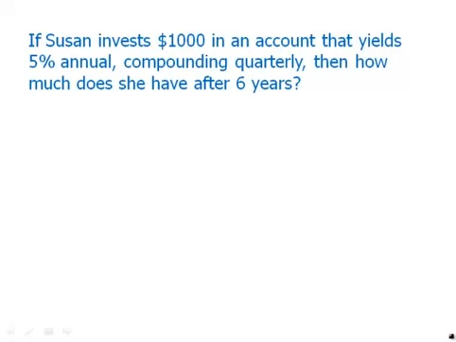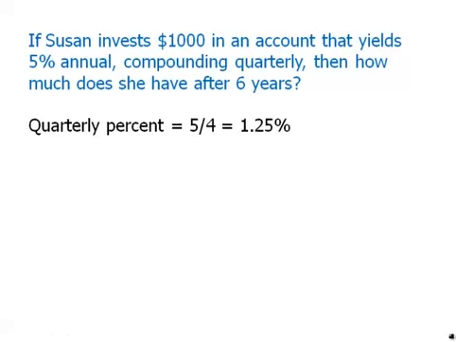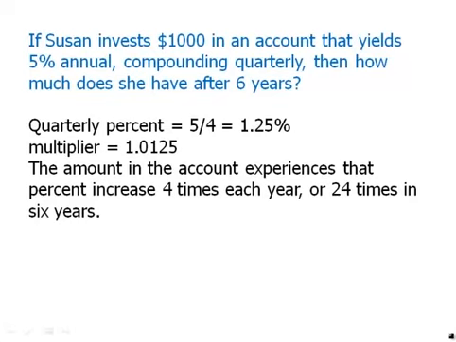So the first thing I'll say is that 5% annual has to get divided by 4. So the quarterly percentage is 1.25%. The multiplier for that is 1.0125. So that's our multiplier. The amount in the account experiences that percent increase 4 times each year, or 24 times in 6 years. So we're multiplying by that multiplier 24 times. So the final amount will be the principal, $1,000, times that multiplier to the power of 24. Okay, so that's the expression.